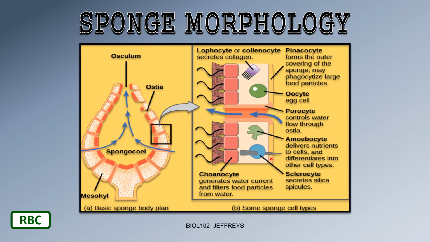Now over here are cell types. Here's your amoebocyte. It says delivers nutrients to cells, but also differentiates into other types of cells. So these amoeba type cells differentiate into choanocytes. There's your oocyte, which is your egg cell, and the lophocyte and collenocyte for making collagen.